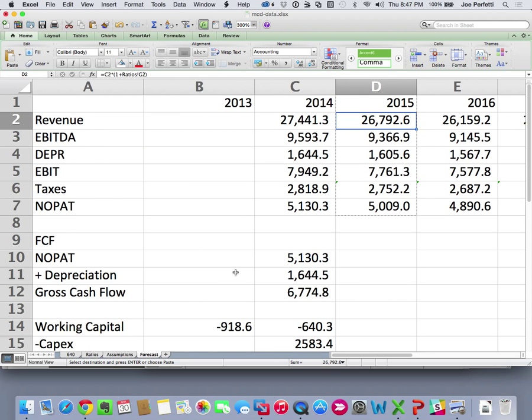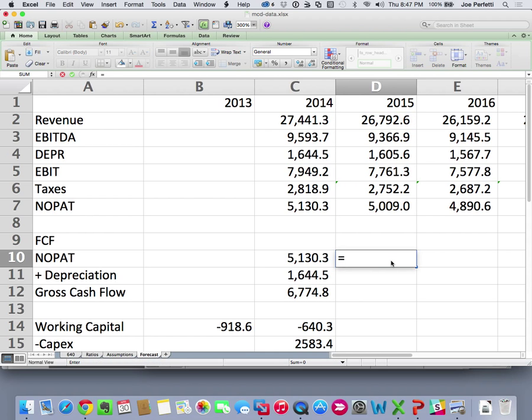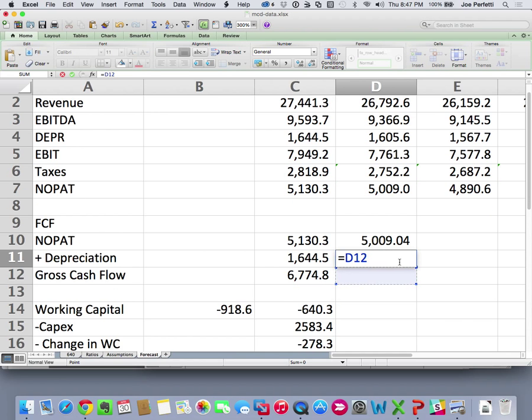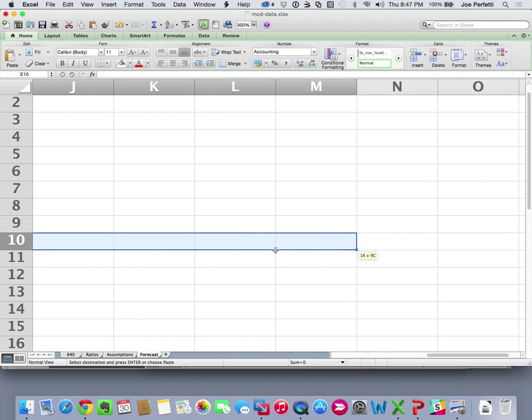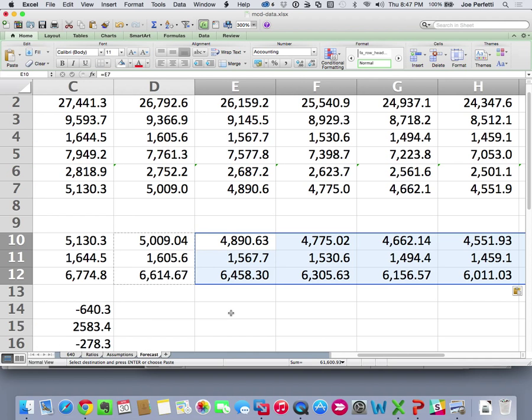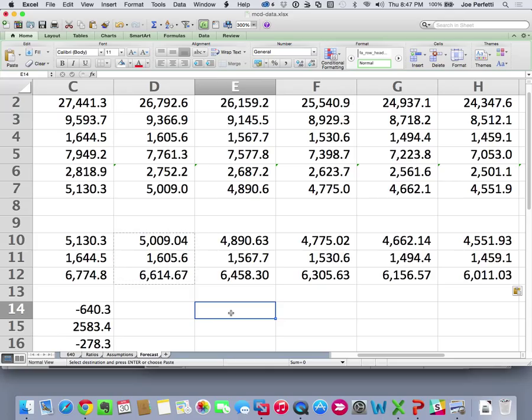So, long story short, I now have to create my forecast for gross cash flow, which is easy because I have a NOPAT, I have a depreciation, and gross cash flow equals NOPAT plus depreciation. I now have a forecast for gross cash flow for McDonald's. Right? Now, here's what I'm going to do for simplicity.